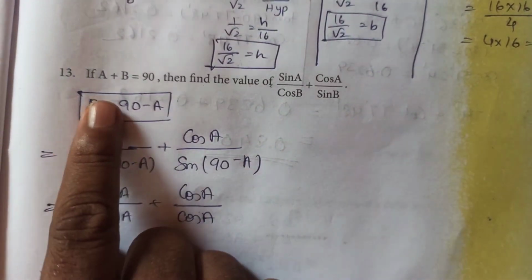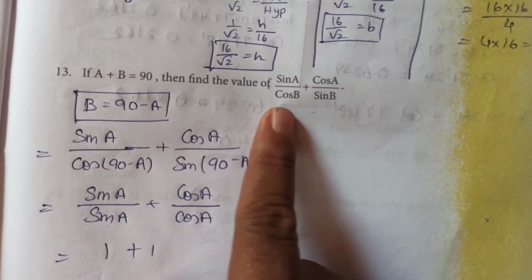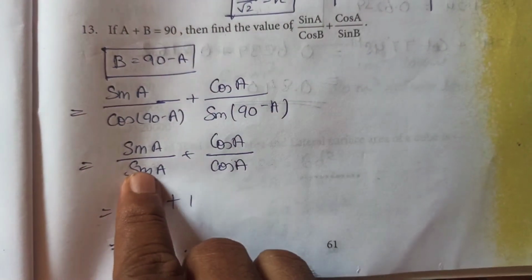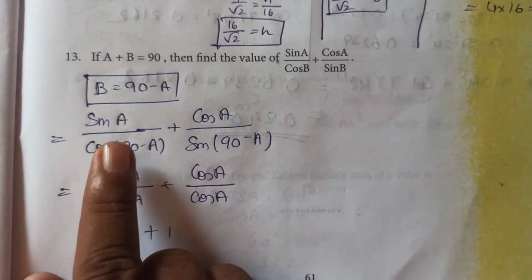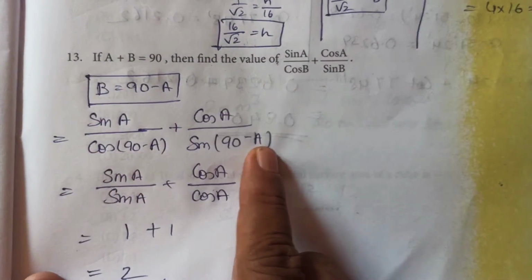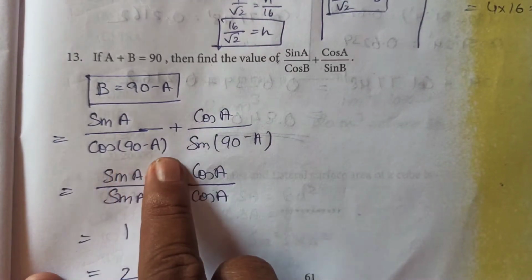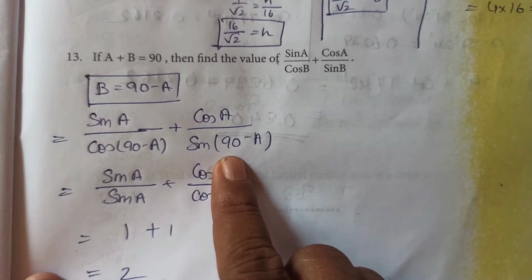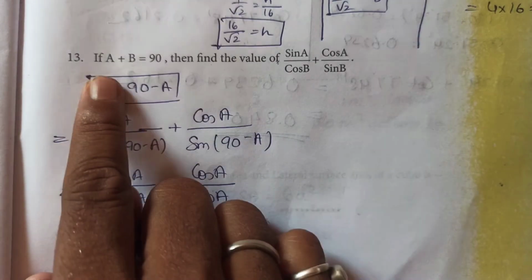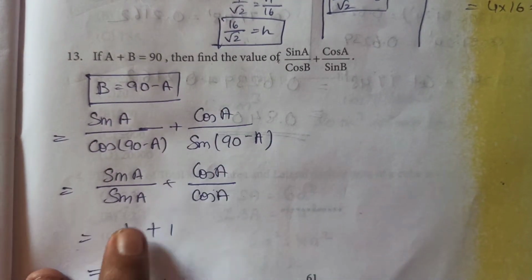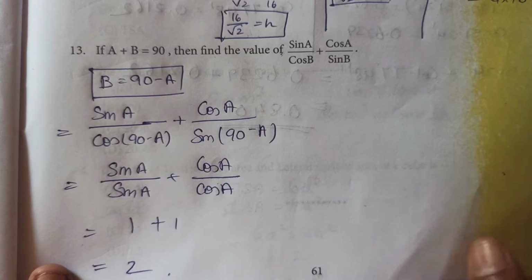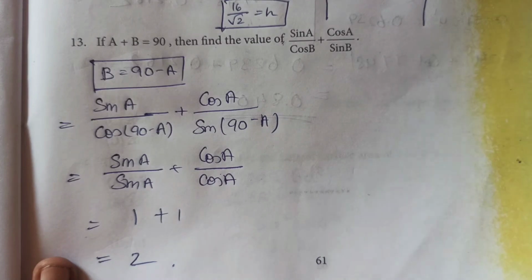Okay, 13. If a plus b is equals to 90, find the value of sin a by cos b plus cos a by sin b. So we change only the denominators. Cos b becomes sin of 90 minus b, complementary angle formula, and sin b becomes sin of 90 minus a. If a plus b is 90, b can be 90 minus a. So hence we substitute, sin a by sin a and cos a by cos a is equal to 1 plus 1, which becomes 2.